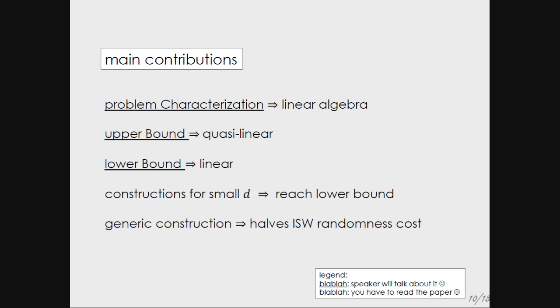Then we have a generic construction for greater d's if you want to go higher. And this halves the ISW randomness cost. So this halves the cost of randomness that is in the state of the art. Then we had some results on the composition of these circuits, which means that you can plug together several circuits that compute the AND to make them compute a bigger function, like maybe an S-box or a whole AES. And finally, we proposed an automatic tool that looks at some constructions and tries to find flaws in them. So I'm going to sweep through the underlined propositions, and I'm going to try to give you an idea of the techniques that were involved.